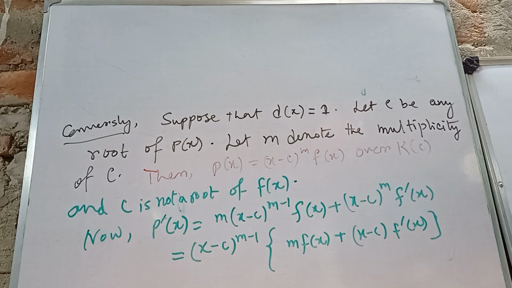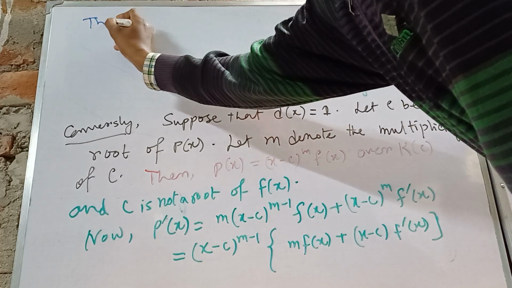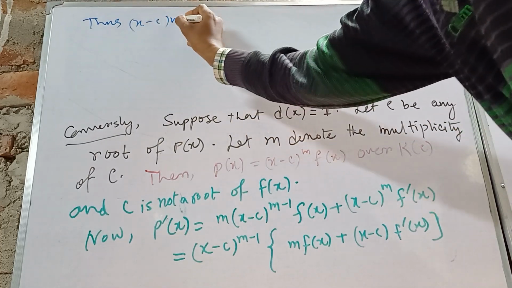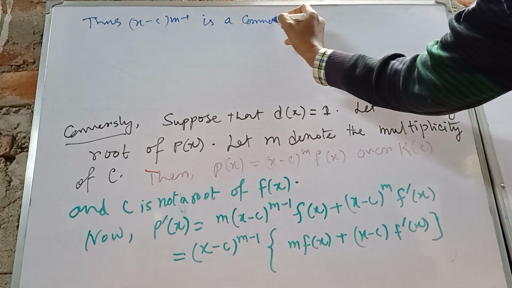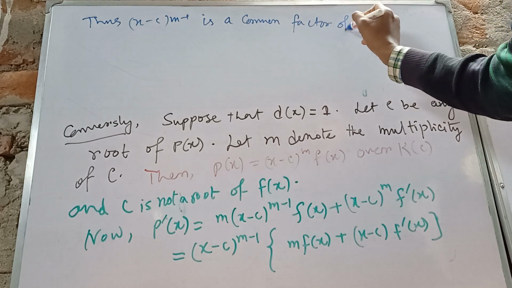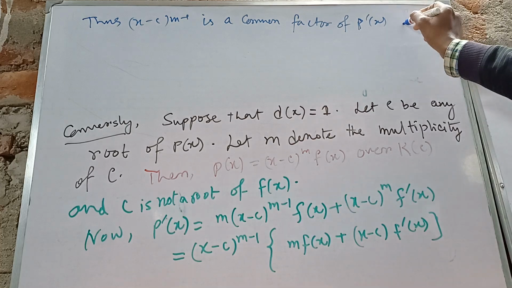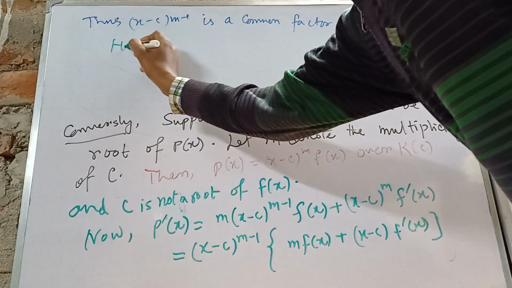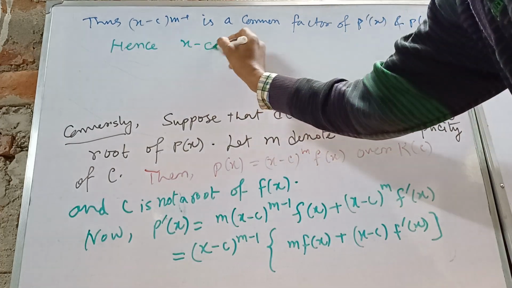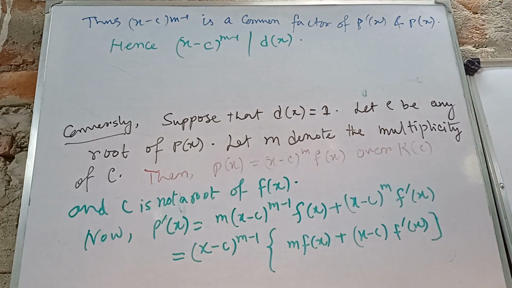Okay, we write here, in this way: (x minus c) to the power m minus 1 is a common factor of p dash x and p(x) also, not a problem at all. So what happened here? Hence (x minus c) to the power m minus 1 divides d(x), where d(x) is the GCD of this one.